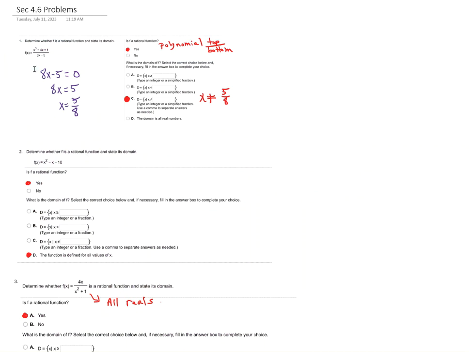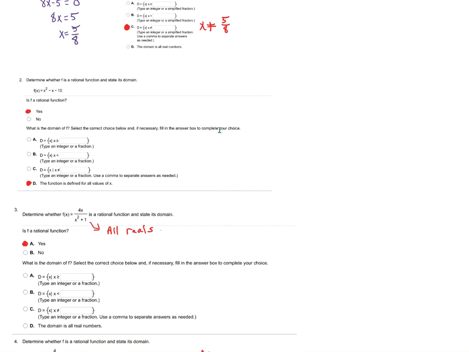All right, number 1, determine whether this is a rational function and state its domain. Is it? Well, you look at the top, it is polynomial. The bottom is polynomial. So yes, it is a rational function. For the domain, remember that we take the denominator, set it equal to 0, and we solve that. So 8x equals 5, x equals 5 over 8. That's our restriction. It's the only thing that x cannot be, so we're going to choose C, all x's such that x not equal to 5 over 8.